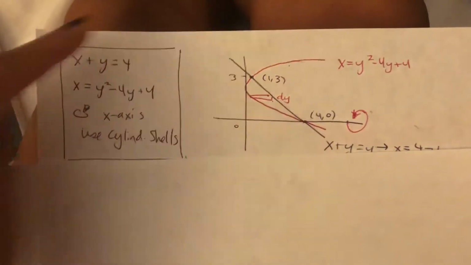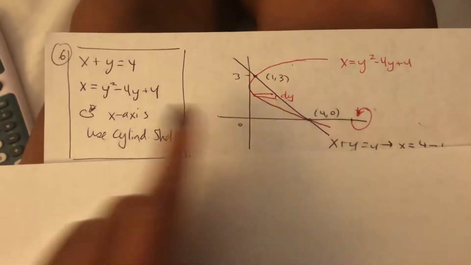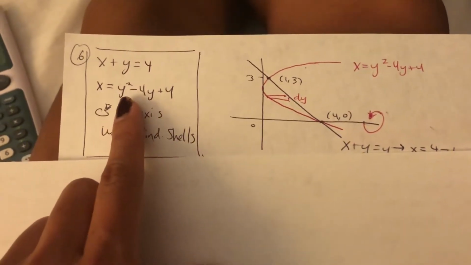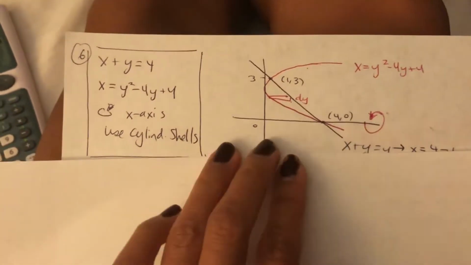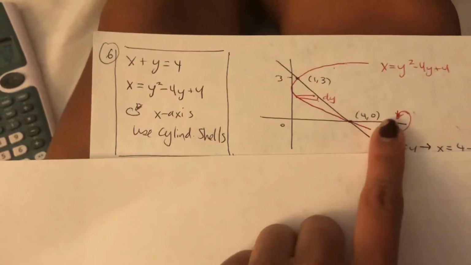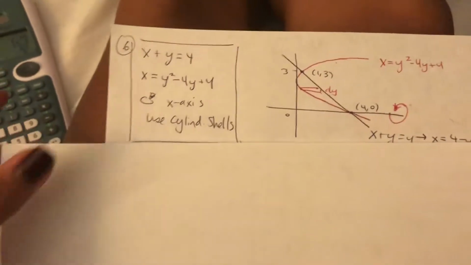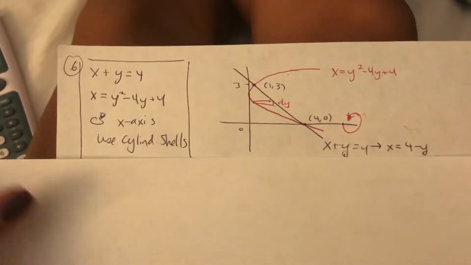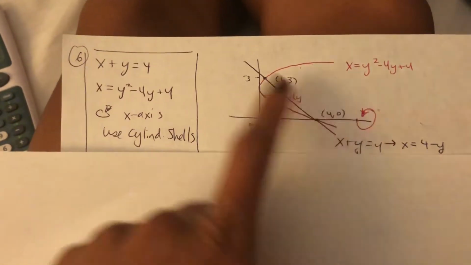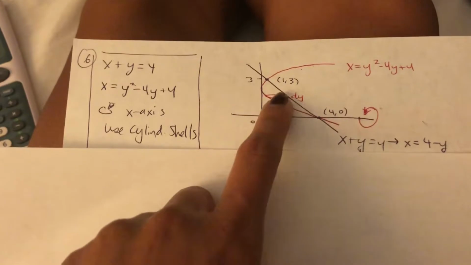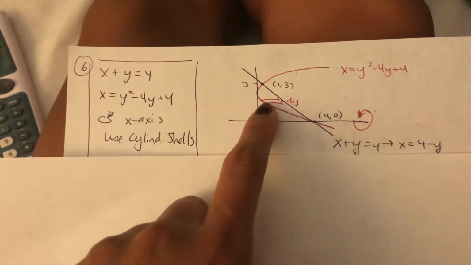The x plus y equals 4 is the black line, and the x equals y squared minus 4y plus 4 is the red curve. And they asked me to rotate it about the x-axis using cylindrical shells, so therefore I need to create a rectangle that is parallel to the x-axis. So therefore my rectangle is going to go horizontally.